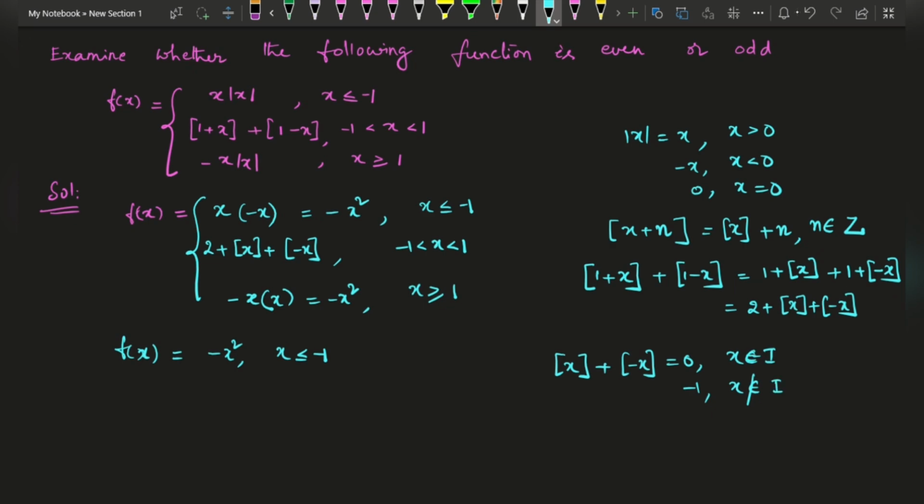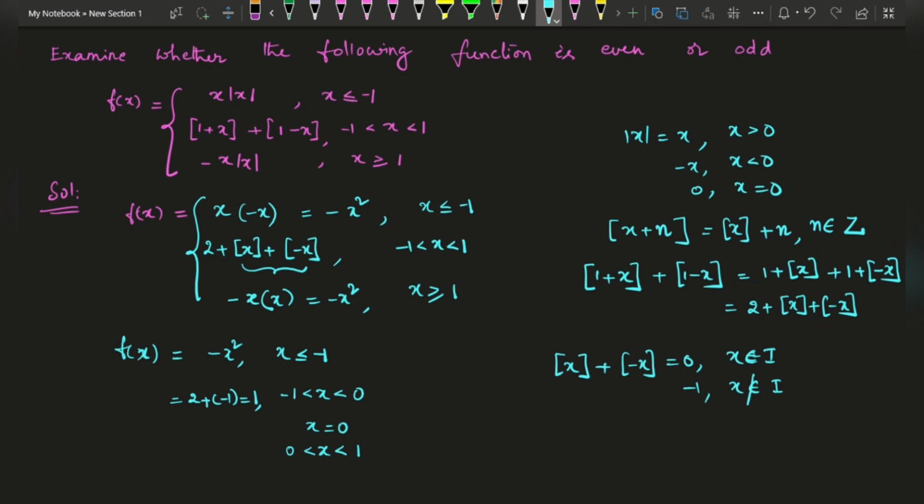So between minus 1 and 1 there is an integer 0. So break this interval at 0. Now I am going to write it as minus 1 less than x less than 0 as well as x is equal to 0 and 0 less than x less than 1. So the values of x in between minus 1 and 0 are non-integers. Then integral part of x plus integral part of minus x becomes minus 1. Now the second functional value is 2 plus of minus 1, that is 1.